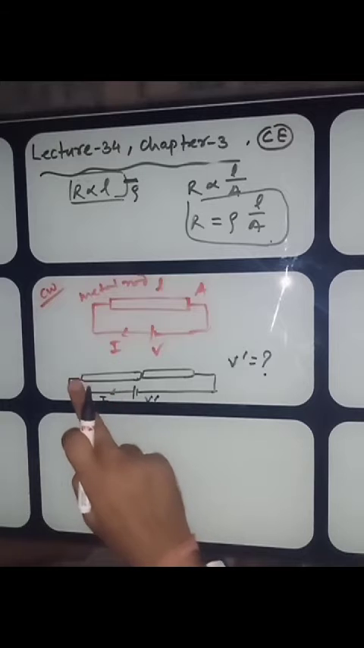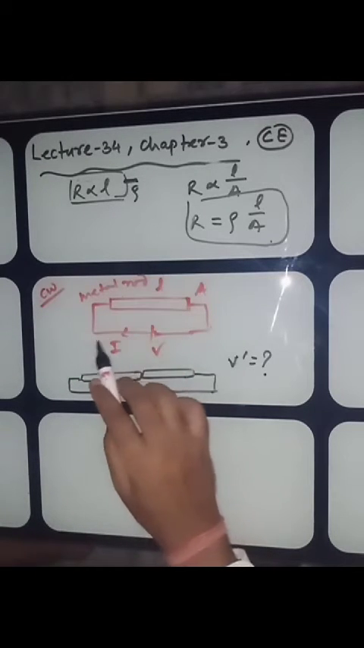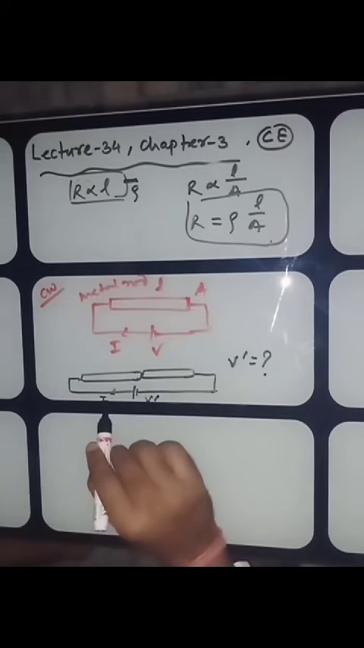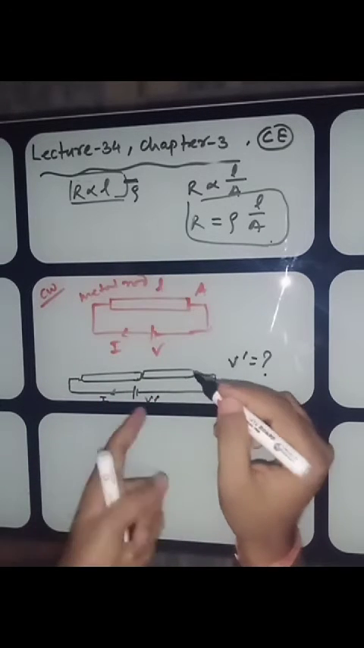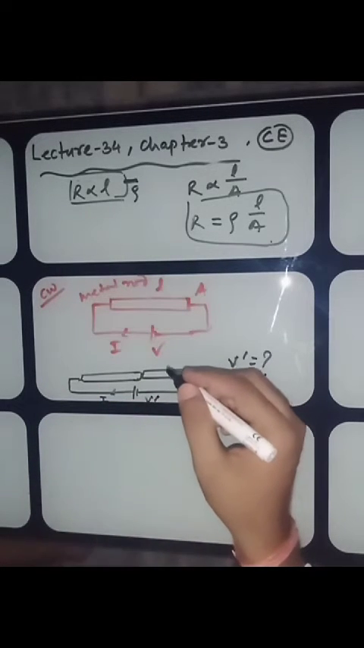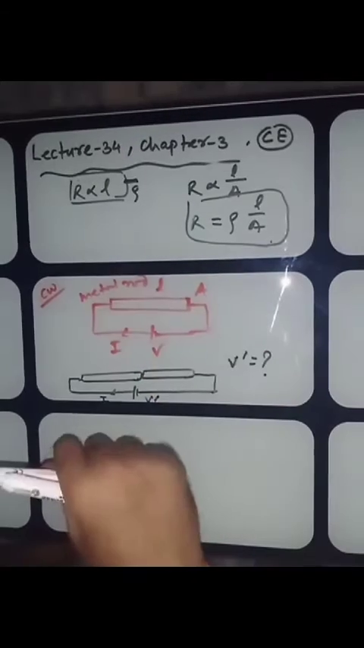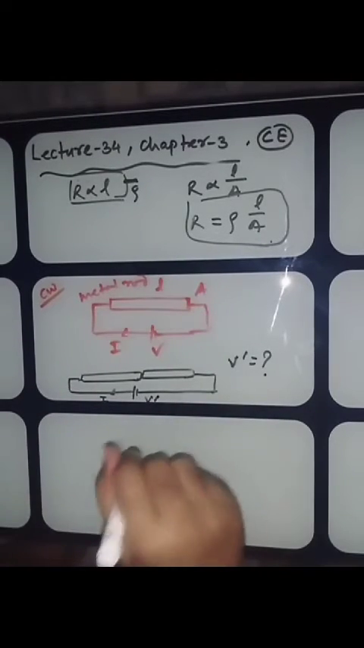To maintain the same current in this circuit, what was changing here? If you are changing the resistance, then you have to maintain this I. So what should be the voltage to maintain the same current over here? If you can solve, my dear student, try to solve this question. Okay, let me solve this question, my dear student.